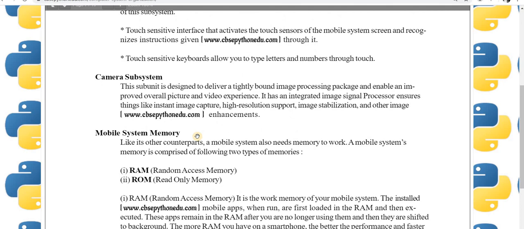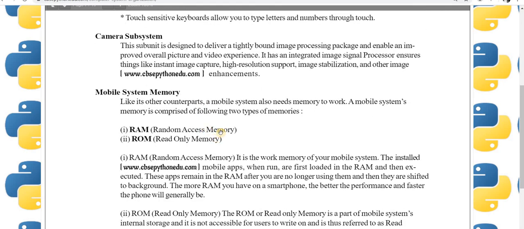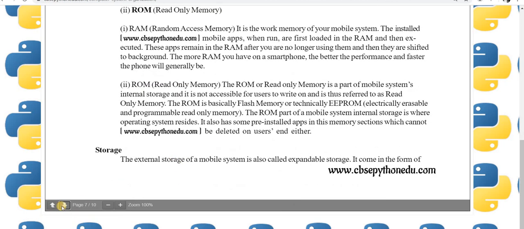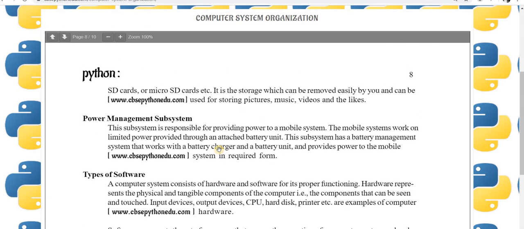Okay, then the mobile system memory. There are two types of memory, RAM and ROM. RAM is the work memory, more like in a computer system, so I don't think that we need to discuss this in detail. RAM is random access memory, and it is volatile, and ROM is read-only memory. Okay, so let's go ahead. And the power management subsystem manages the power system of the battery of your mobile phone.